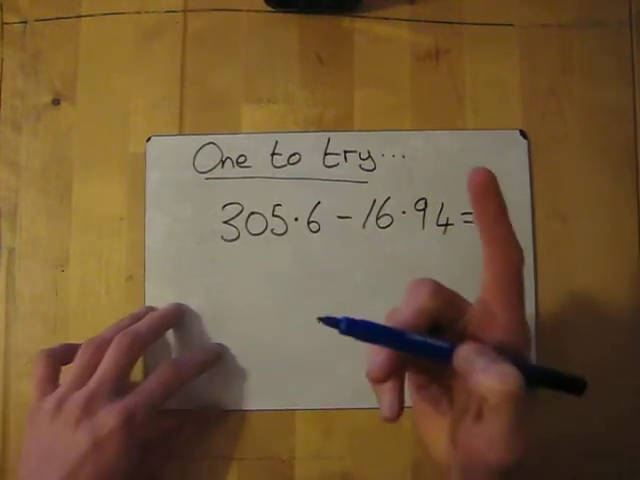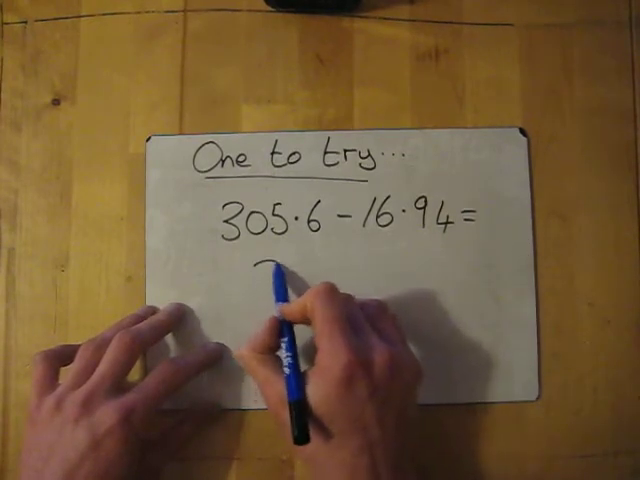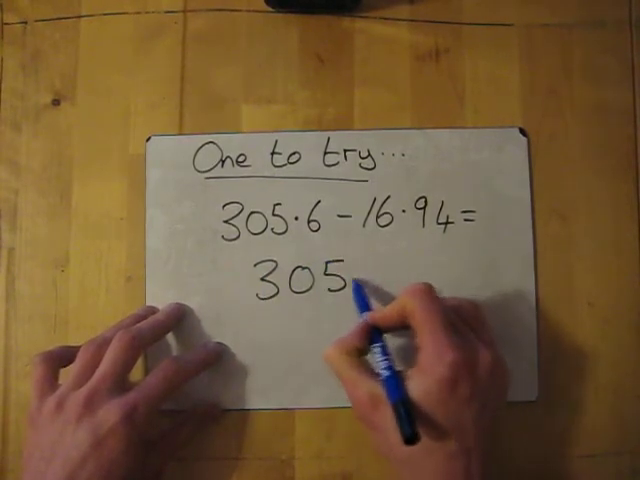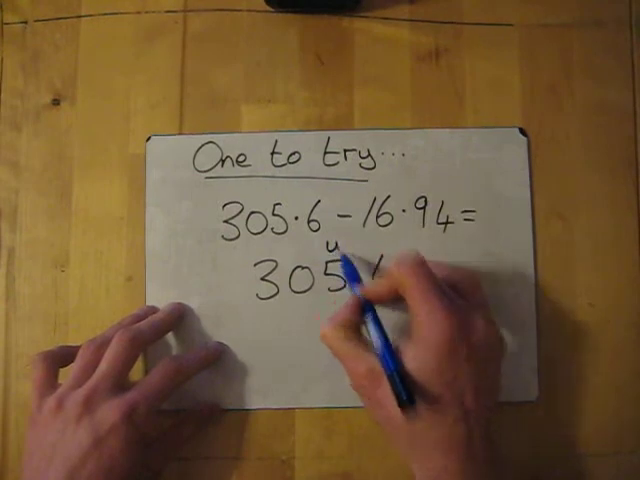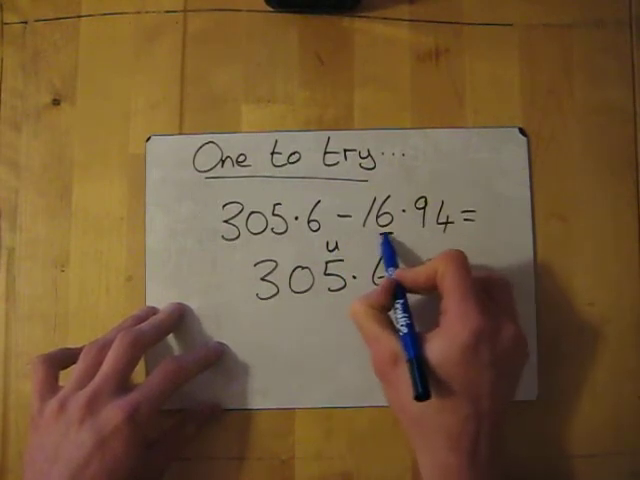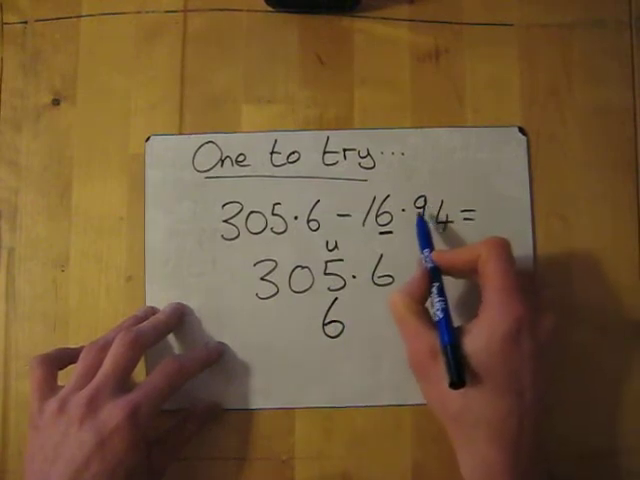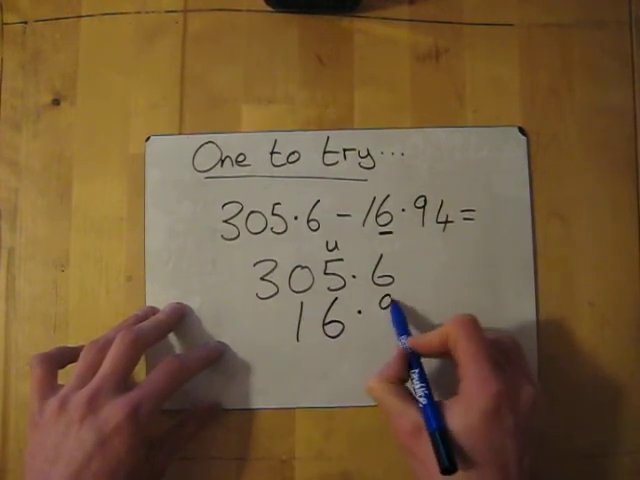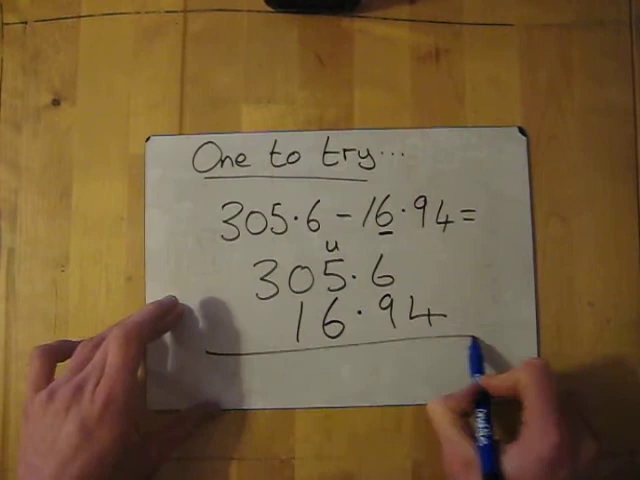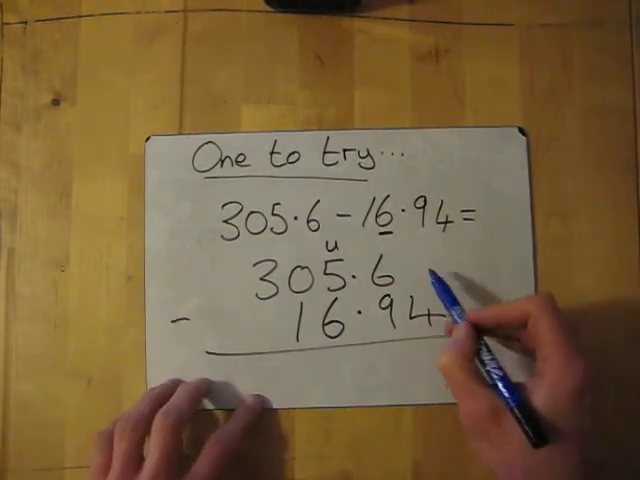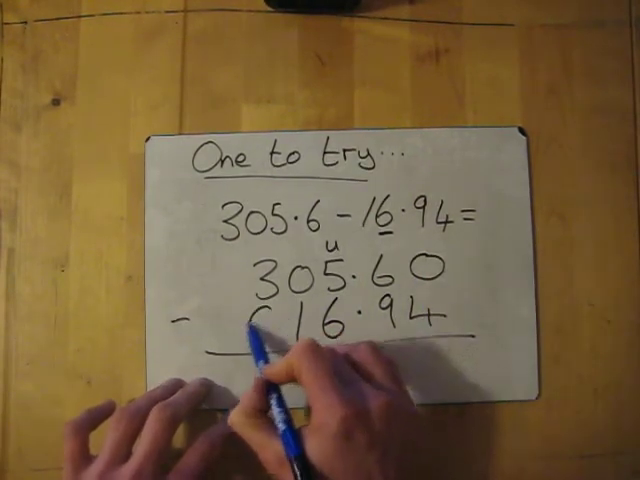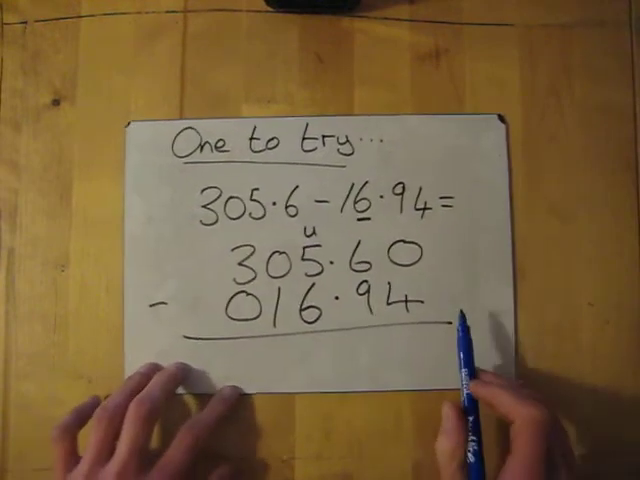So, first thing, line up the units. So I've got 305.6. Got my units here. The units in this number is the 6, so it must go below the 5. So then everything else fits around it. Now second thing, put zeros in the gaps. So I've got a gap here and a gap here. And then let's work it out.